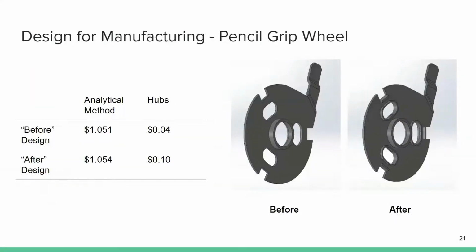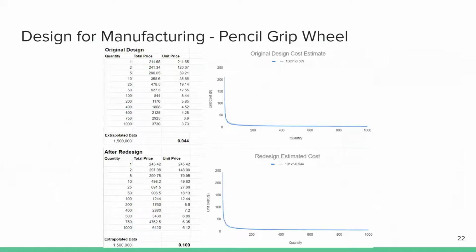Here you can see the before and after the design for manufacturing for the pencil grip wheel. From using the analytical method to calculate the cost, the part cost stayed basically the same at $1.05. Using the Hubs program produced a before cost of 4 cents and an after cost of 10 cents. This discrepancy can be from the estimation used to extrapolate the data. Hubs only sells in bulk up to 1,000 parts, so the data was extrapolated to have a quantity of 1,500,000, which can cause the discrepancies that were shown among the costs.